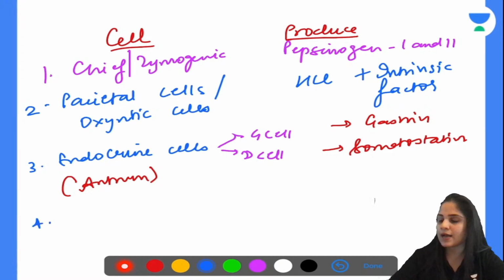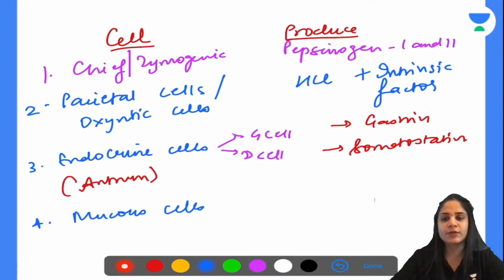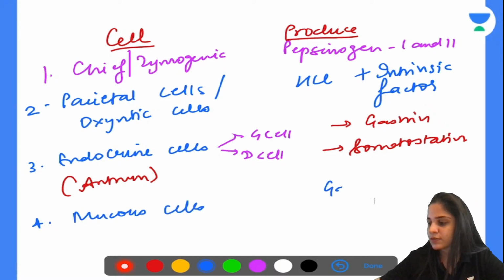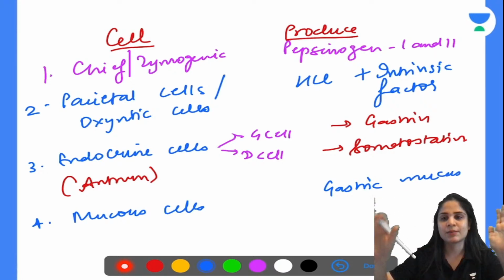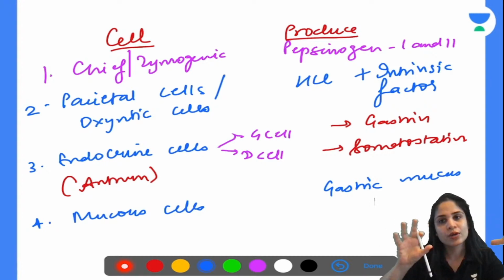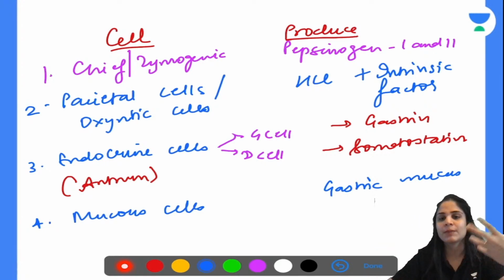Then you also have mucus cells, and these mucus cells produce nothing but gastric mucus. Why do you need gastric mucus? Gastric mucus basically forms a lining along the entire stomach so that the stomach is not corroded by the hydrochloric acid that is being produced by the parietal cells. So it maintains the integrity of the gastric mucosa. That's it. So these are all the different types of cells that we have and all the things that they produce, for the exam.